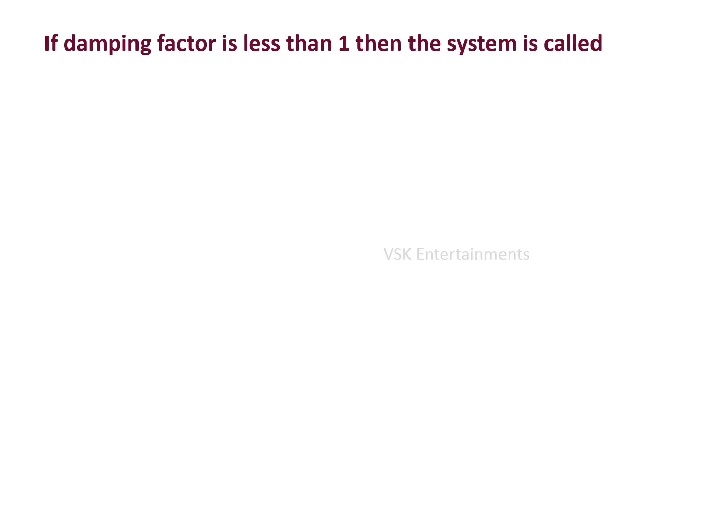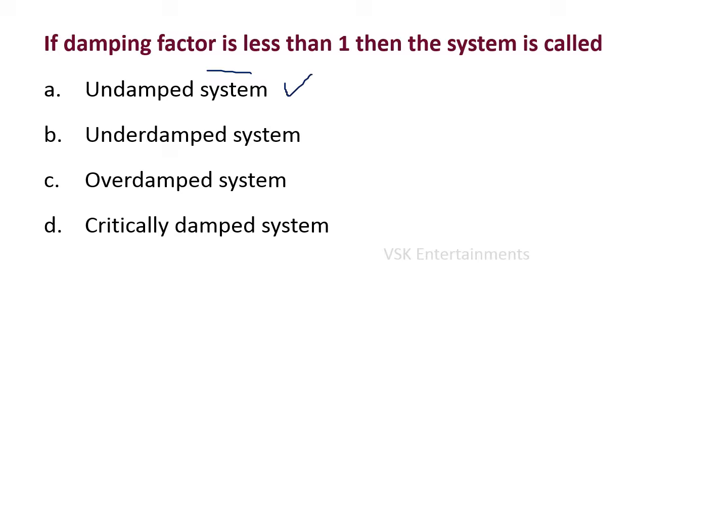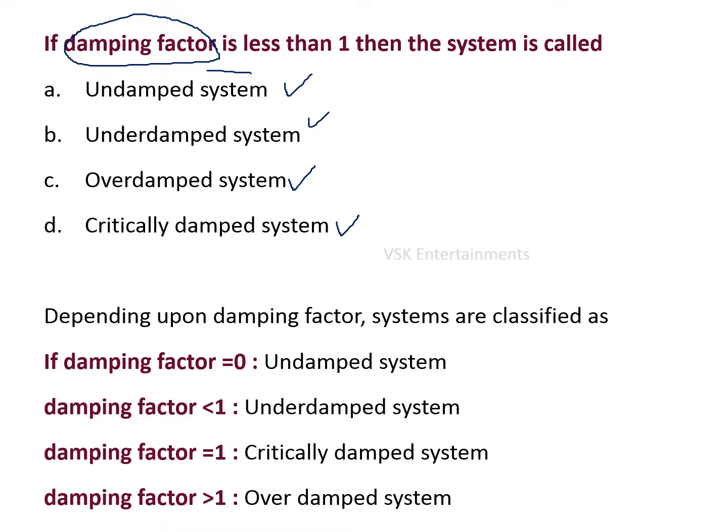Coming to the next one, if the damping factor is less than 1, then the system is called, options are undamped system, underdamped system, overdamped system, critically damped system. Depending upon the damping factor value, we are going to classify the system into 4 types. That is, if the damping factor is equal to 0, that system is called the undamped system. If damping factor is less than 1, that is called the underdamped system. If damping factor is equal to 1, that system is called the critically damped system. And finally, if damping factor is greater than 1, that system is called the overdamped system.